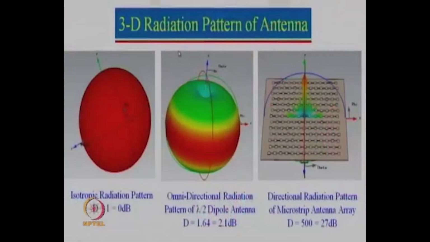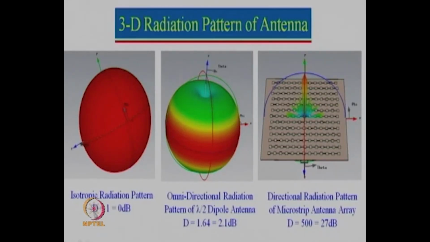So today we will talk about the basic characteristics of the antennas. So antennas are defined by its radiation pattern. In general, antenna radiation pattern is actually taken as a 3D radiation pattern, though to make life simple we do plot 2D pattern also.